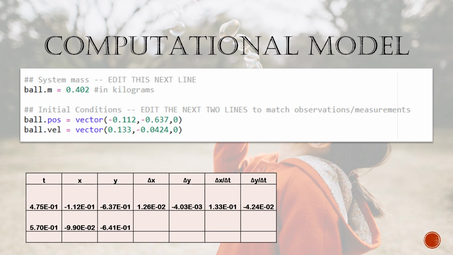For the computational model, the initial conditions are shown here, where the ball's mass was set to 0.402 kilograms. The ball's position was taken from the CSV data and implemented in the program. The ball's initial velocity was calculated by taking the displacement between the first two measurements and dividing by the time interval between them. The series of calculations is shown in the table on the bottom of the screen.